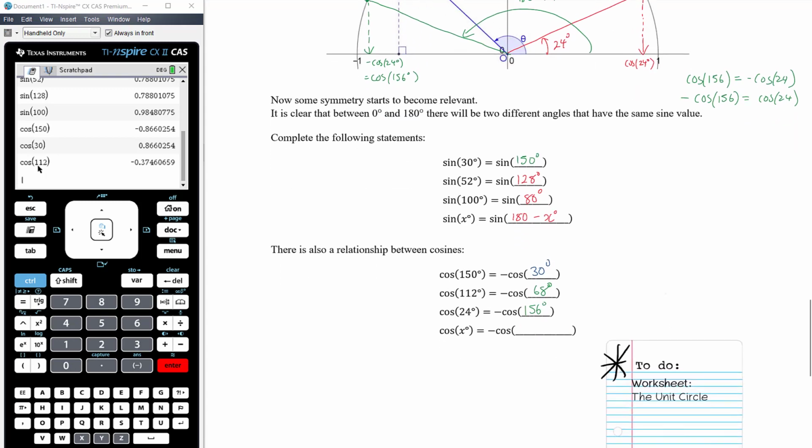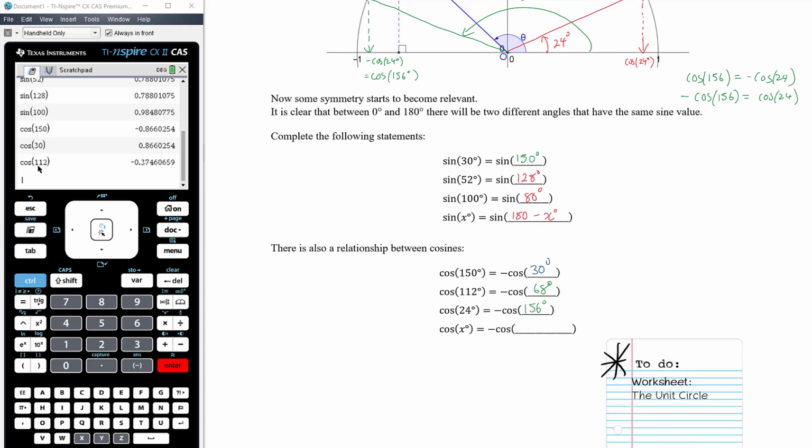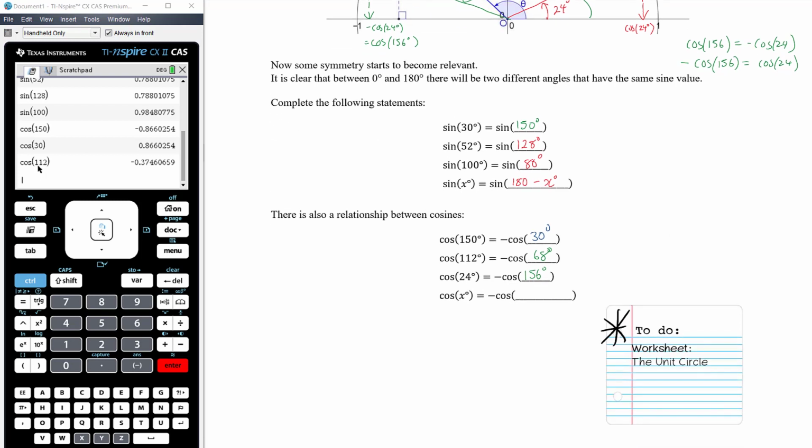Alright, so again, let's see if we can generalize. It's the same as what happened previously. These angles are adding up to 180 degrees. So cos of x degrees is going to be equal to the negative of cos of 180 minus x degrees.